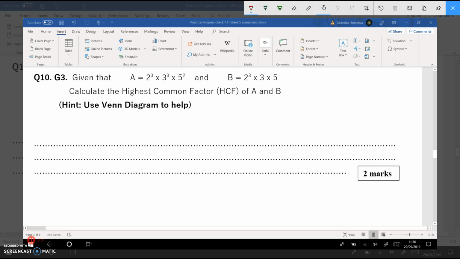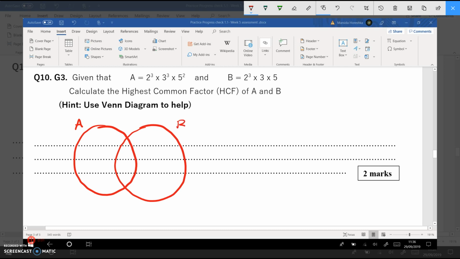So we'll use the Venn diagram. The number which is A, and we don't know what it is, and we've got the other number B. So we'll try and place all of these prime factors within these circles. So all the prime factors of A, and then prime factors of B, and in this area will go the ones that overlap, the ones that are in common for both.